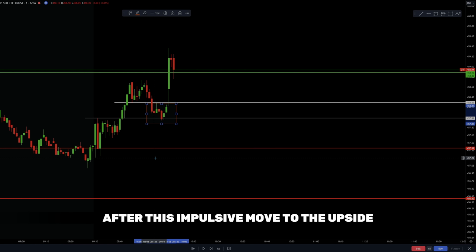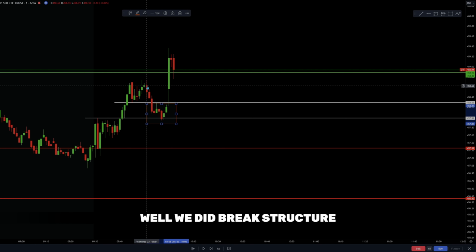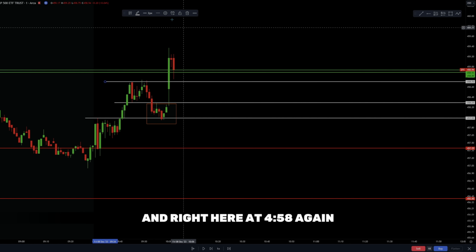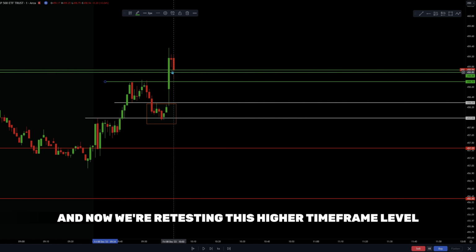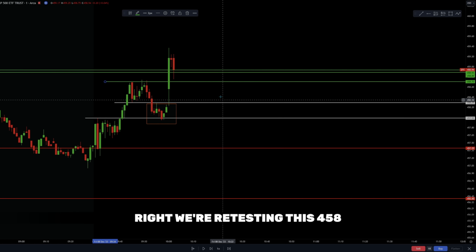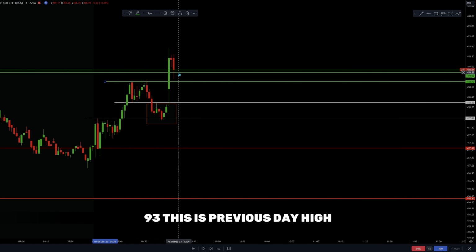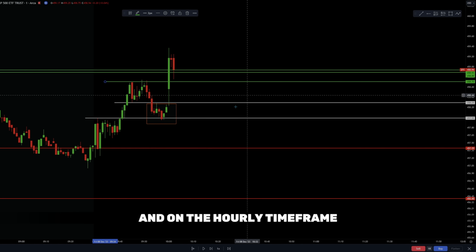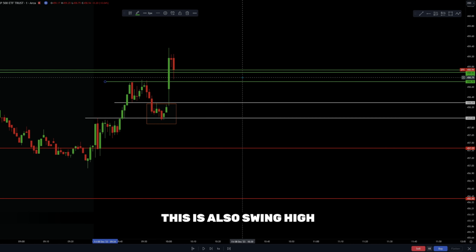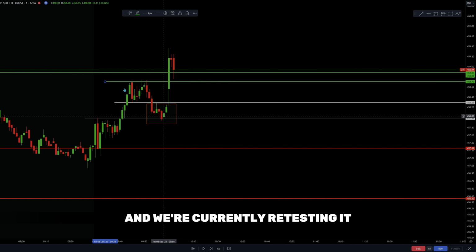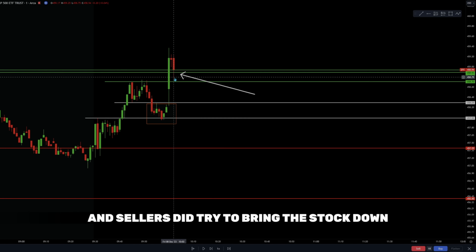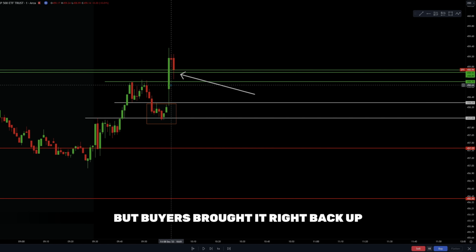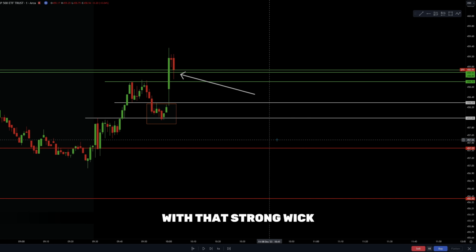After this impulsive move to the upside, what do we see? Well, we did break structure. And right here at 458 again, this was another break of structure showing another move to the upside. And now we're retesting this higher time frame level, right? We're retesting this 458.93. This is previous day high, and on the hourly time frame, this is also swing high, and we're currently retesting it. When we're retesting this level, what does this show? This shows that there's a lot of strength, and sellers did try to bring the stock down, but buyers brought it right back up with that strong wick.